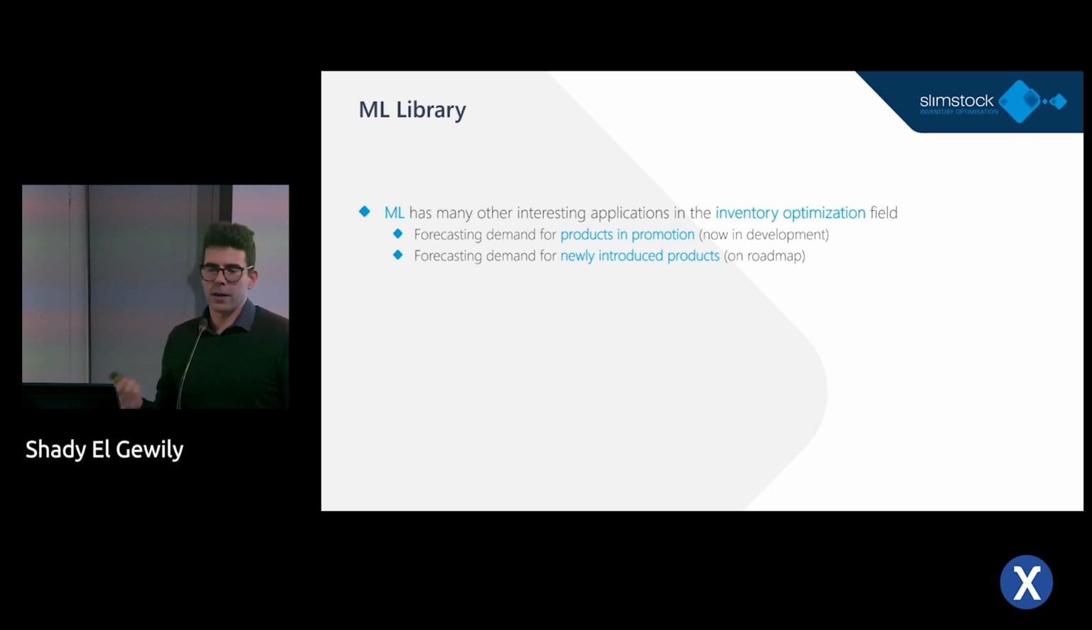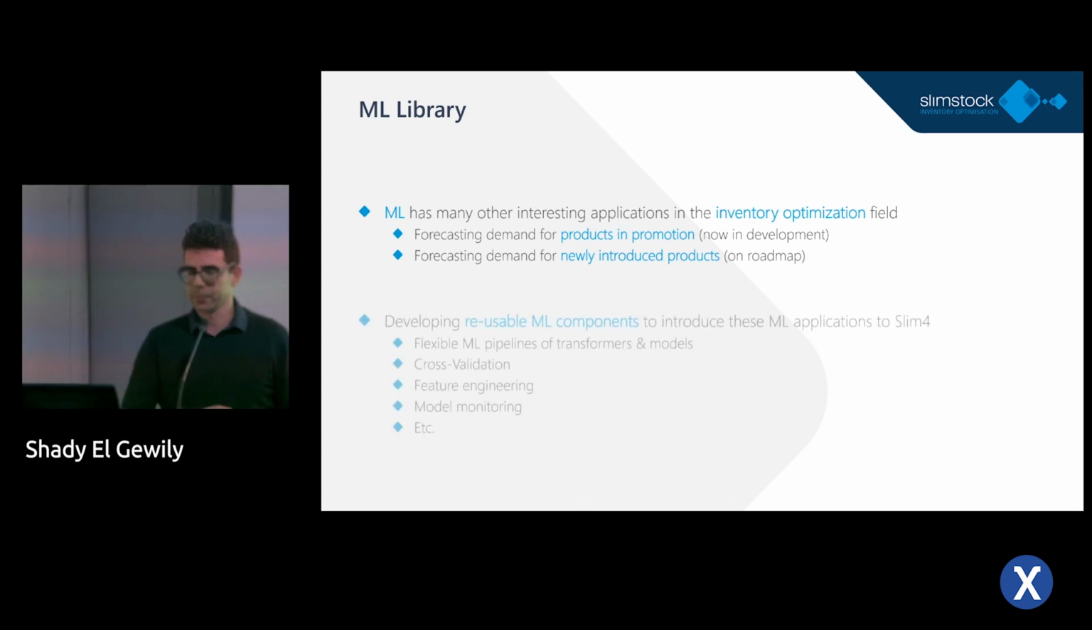Now, there are many other very interesting machine learning applications in the inventory optimization field. We can think about forecasting demand for products in promotion, which we are currently developing, or for newly introduced products. If it's a completely new product, you have not seen any previous demand, but you still need to stock something. So how much are you going to stock of this product? That's also a very interesting application of machine learning.